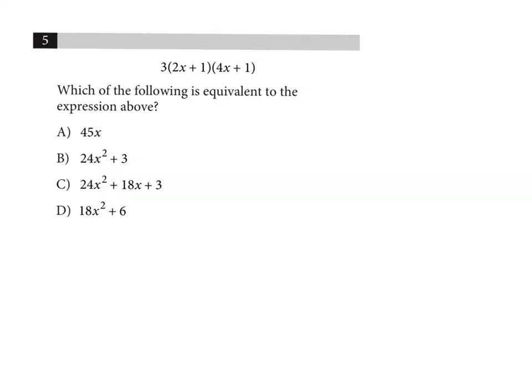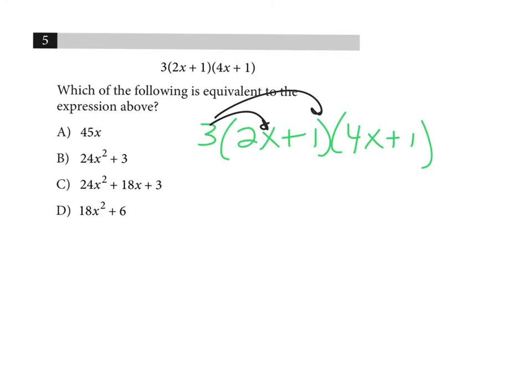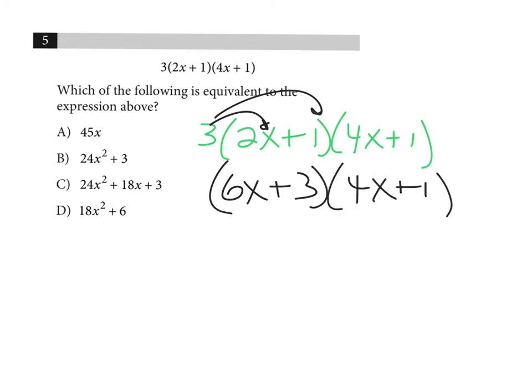Problem 3, which of the following is equivalent to the expression above? So the great thing about multiplication is that you can multiply in whichever order that you want. So here I'll just take the 3 and multiply it by the 2x plus 1 by distributing. So here I'm going to get 6x plus 3 times 4x plus 1. And now I'm going to FOIL.